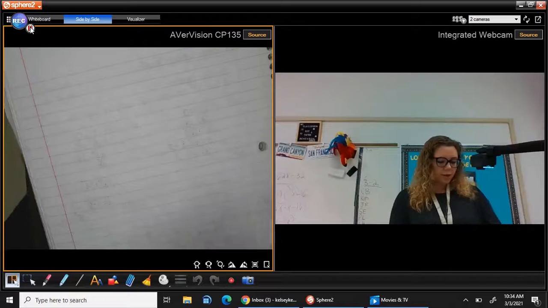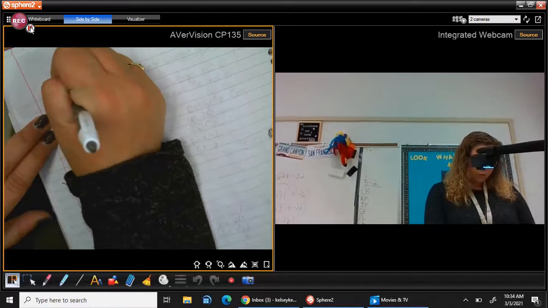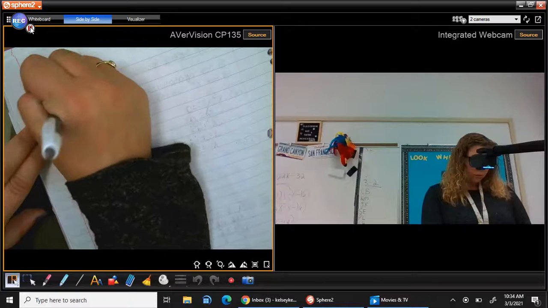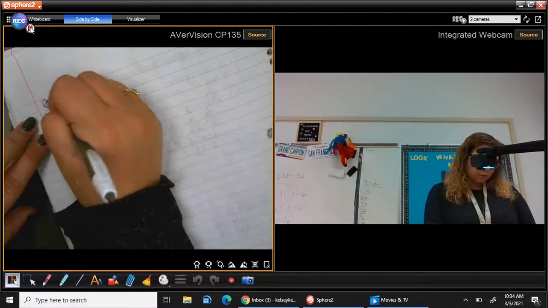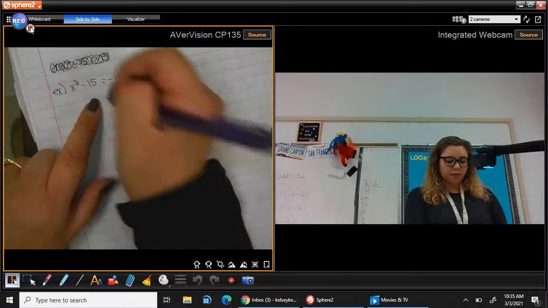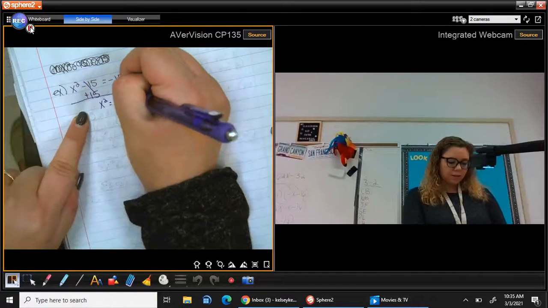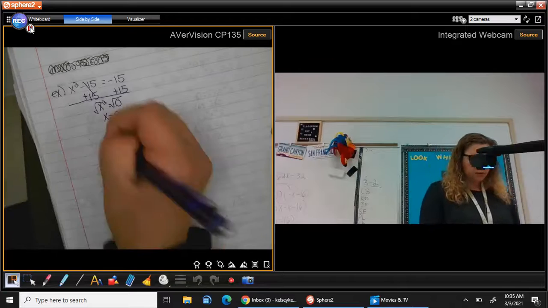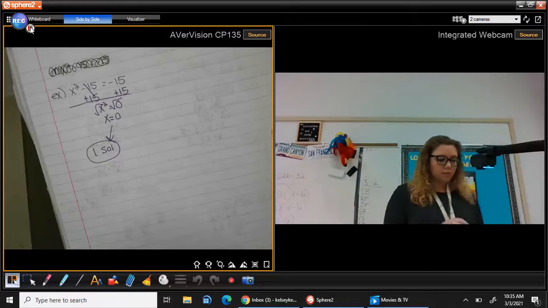So let's try these two. Let's do this one together. And again, I need to isolate my variable, so I'm going to add 15 to both sides. I'm left with x squared. Negative 15 plus 15 is 0. Take the square root. X equals 0. So anytime x equals 0, I'm only going to have one solution. Anytime x equals 0, how many solutions am I going to have? One.